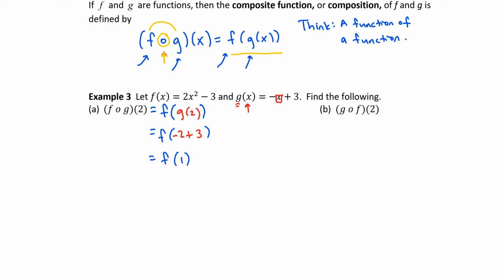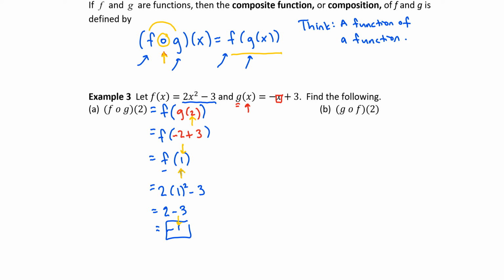Now that we have evaluated g, f has been patiently waiting its turn. Now it's time to go to the function called f and plug in 1 for x. So using our other function rule and plugging 1 in for x, we have 2 times 1 squared minus 3, or 2 times 1 minus 3, which is negative 1. So when we evaluate a composition, we're really just doing two functions in a row. Notice we plugged in 2 for g, and we got out 1. We took the output of g and immediately plugged it into f, and f spit out negative 1.